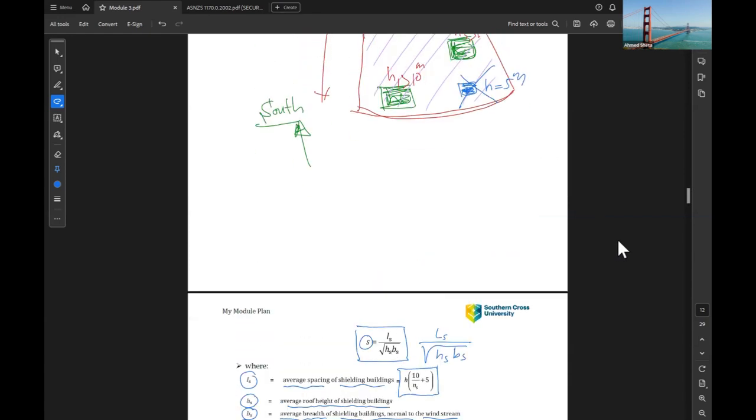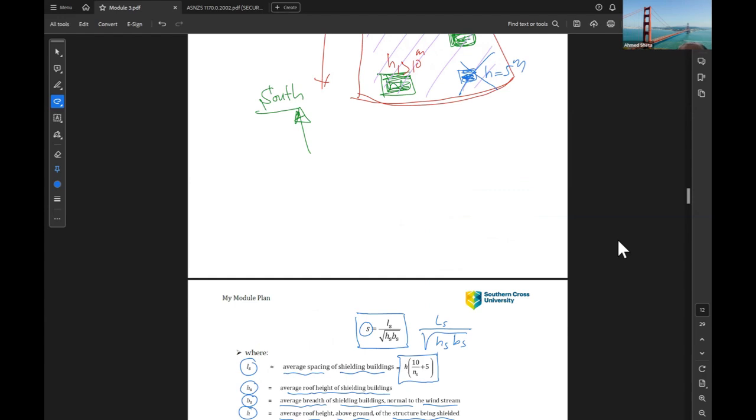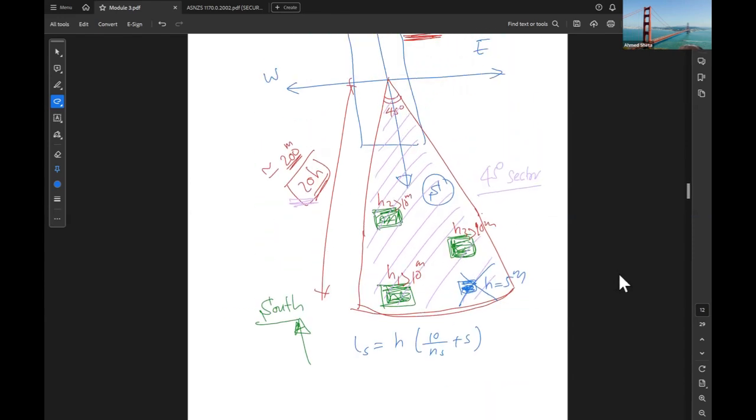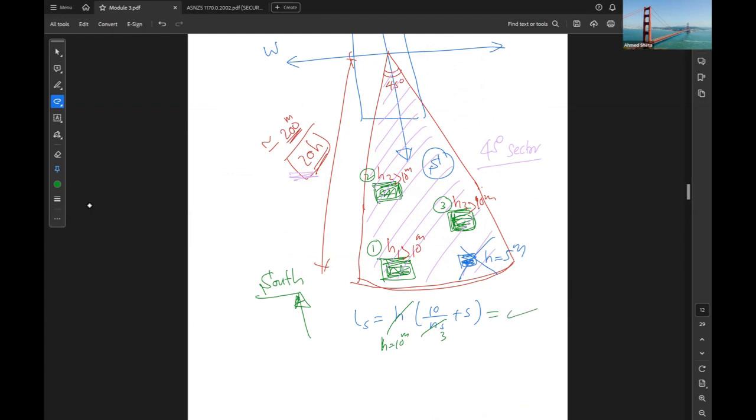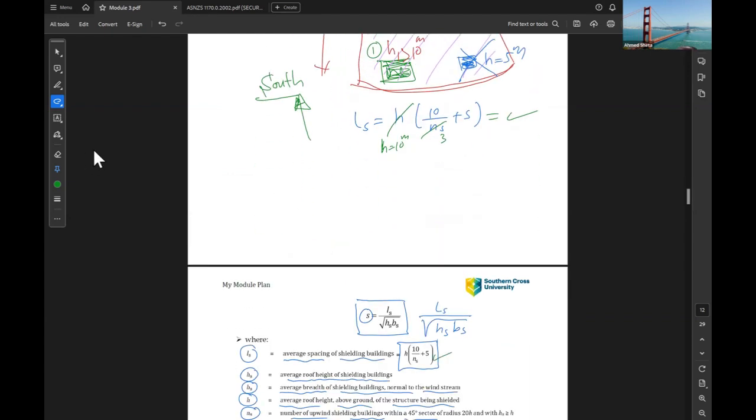So if we look back here, the first step is to find LS. How much is LS? H times 10 over NS plus 5. So what is H? Can you help me with this one? H is our building height, for example, 10 meters. NS is how many buildings we have? 3. So NS is equal to 3. Now you can find LS. The next step after you find LS is to find S. S equals LS over root HS BS.